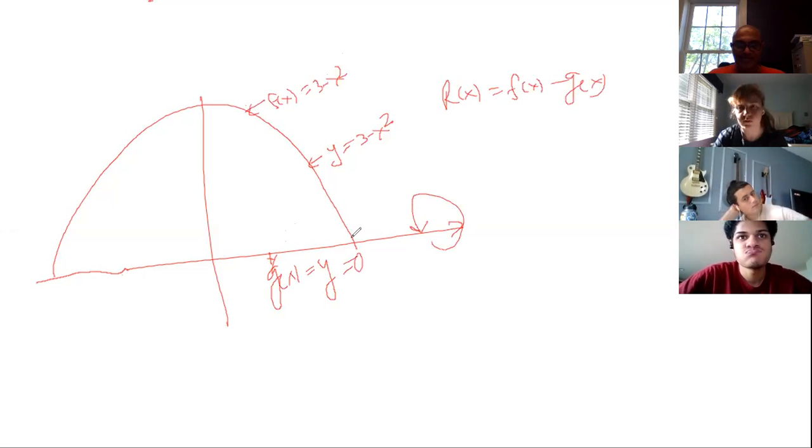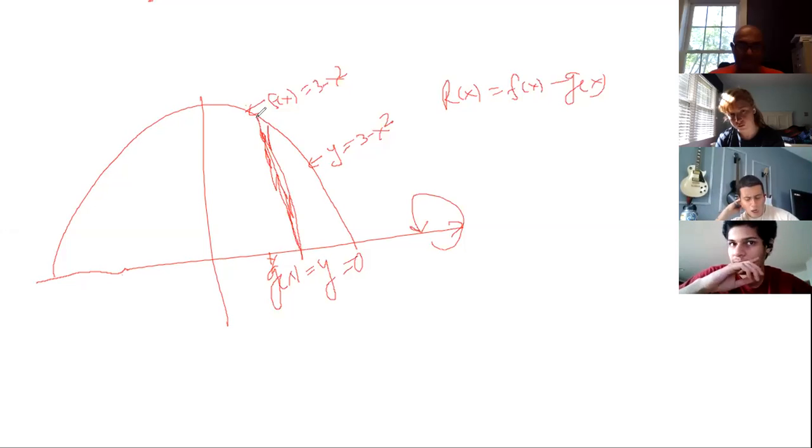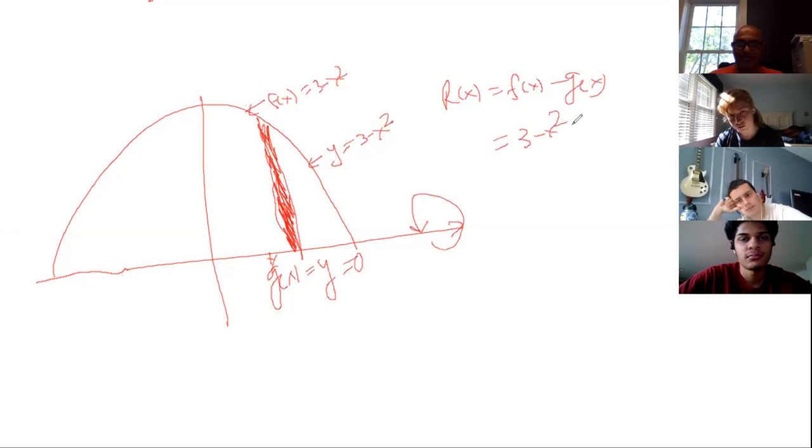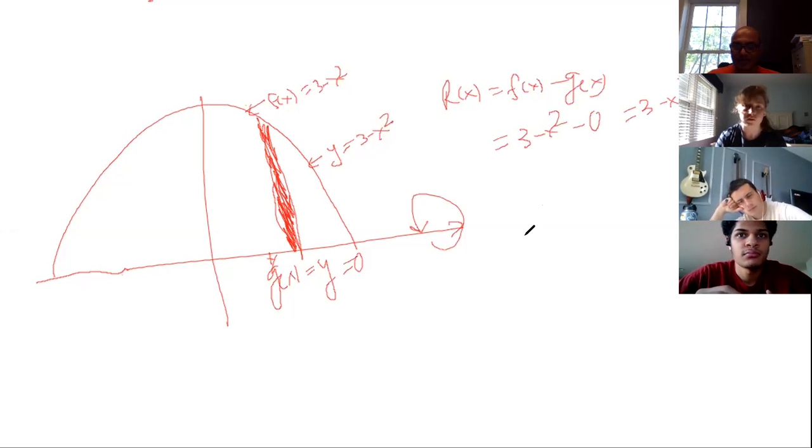This x-axis. And that's why if I take the strip like this, this is fx minus gx. So I can write that is equal to 3 minus x square minus 0, that is equal to 3 minus x square. And then plug this value in the formula. But now, as I told you, I would like to give you another form.